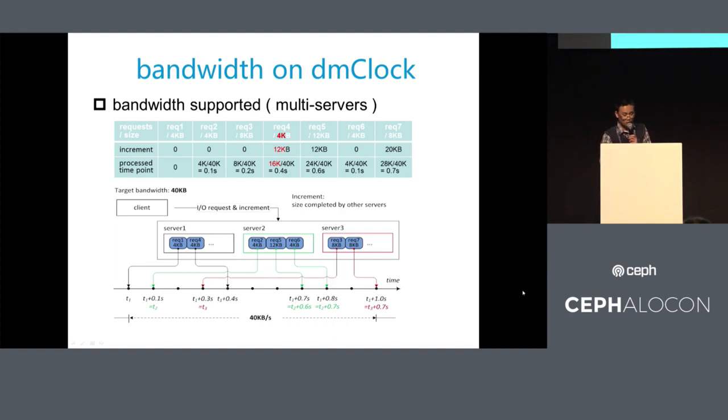Request 1 and request 4 are sent to service 1. Request 2, 5 and 6 are sent to service 2. Along with the request, the incremental size is also sent by client. The incremental size here is the total size complete by other service after the last request.